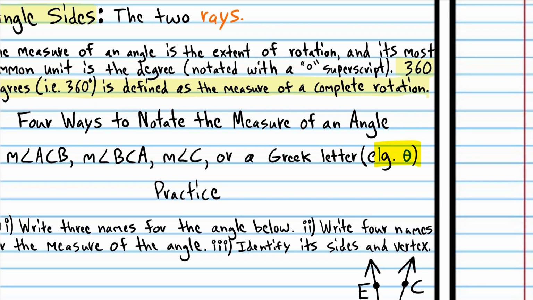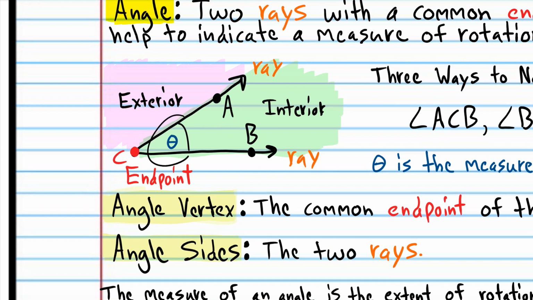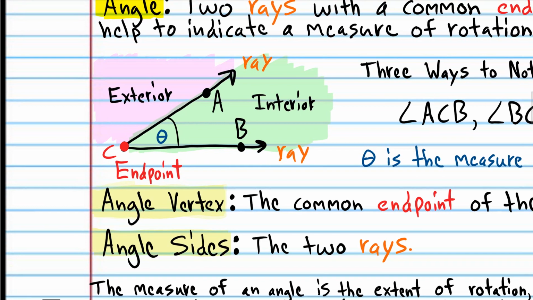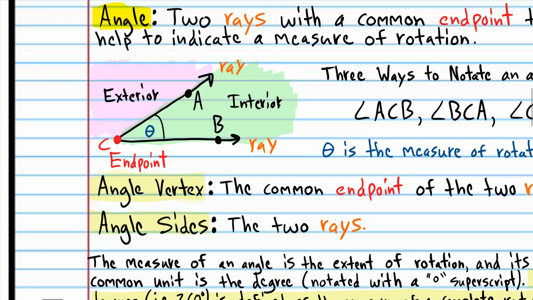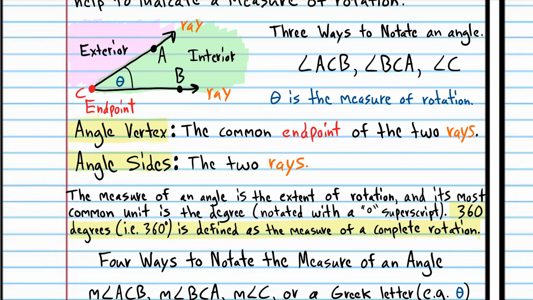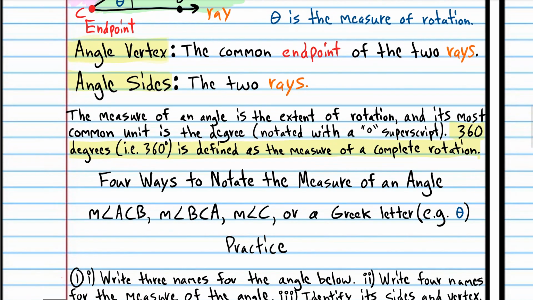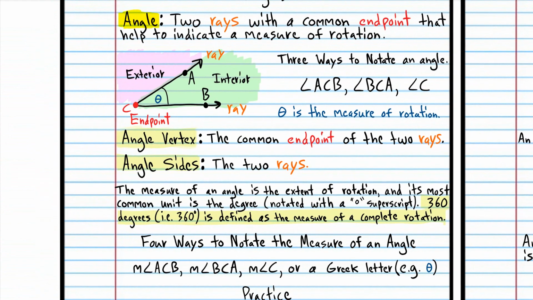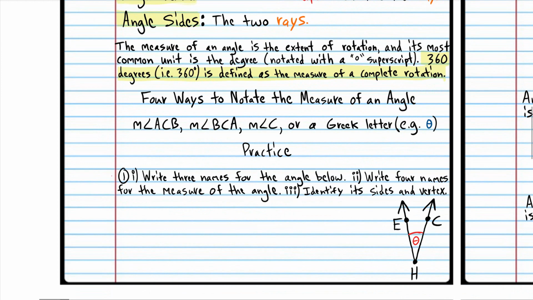But you can also write a Greek letter. Greek letters are often used to represent the measure of an angle. This is called theta. You don't really have to worry about the name right now, but we use alpha, beta, a lot of different Greek letters. Now, it's important to note that this point here is called the vertex of the angle. So the common endpoint of the rays of the angle is called the vertex of the angle. We give it a fancy name. And the rays of the angle are called the sides. So it's just different words we use to describe the parts of the angle. So that's the basics when it comes to angles. Let's do some practice problems.